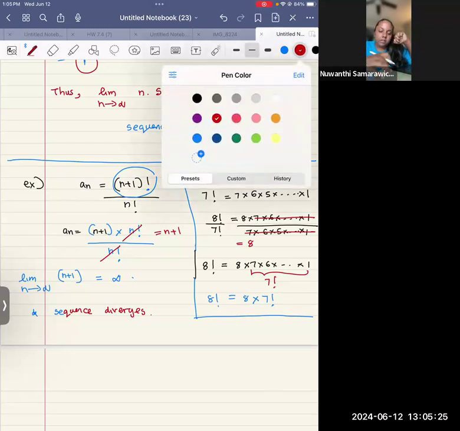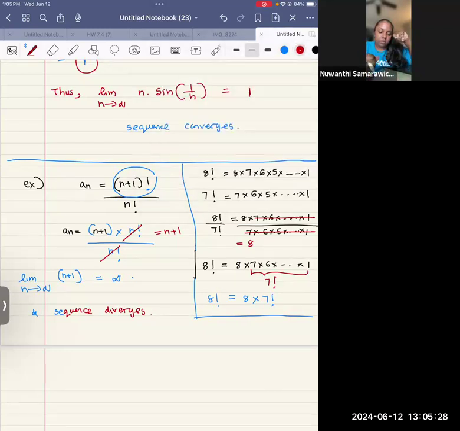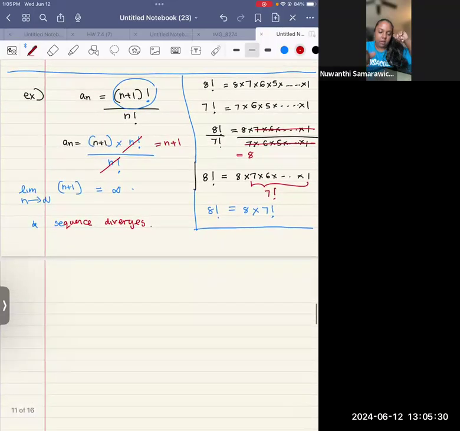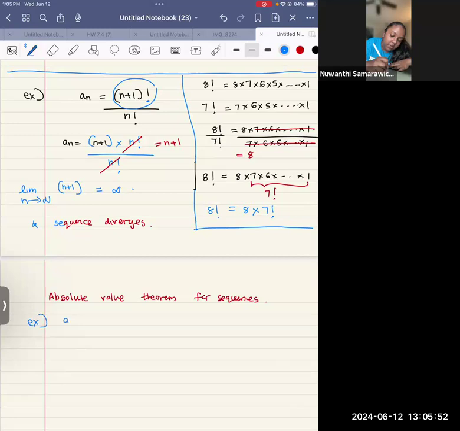Okay. So now let's learn a new one. Now we are moving on to the absolute value theorem for sequences. So the example we are going to do is, we are going to find whether this nth term converges or diverges.